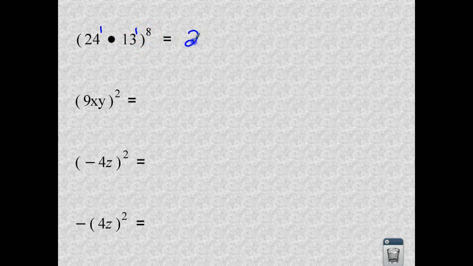So that would be 24 to the 1 times 8 multiplied by 13 to the 1 times 8, which is also 8. And if it's said to simplify this, well, basically what we're going to do is, in this case, probably take out a calculator and figure out what this product is equal to. But right now, it does not want us to simplify this particular example here.